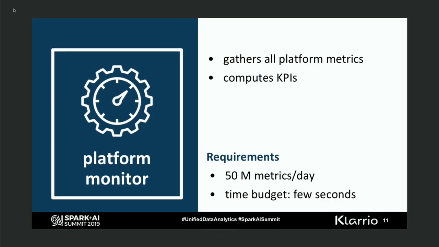So the second use case, which is fairly different, is a platform monitor. This is a type of component that runs on most platforms. What it does is it gathers platform metrics such as CPU, memory usage, I/O, and it computes some KPIs on it, like averages and other interesting KPIs that you want to know about how your platform is behaving. So here we have 50 million metrics per day, and the time budget is a few seconds. You will be triggering alerts using these metrics, and humans need to interact with dashboards, so you don't have latencies of millisecond levels. A few seconds is enough.